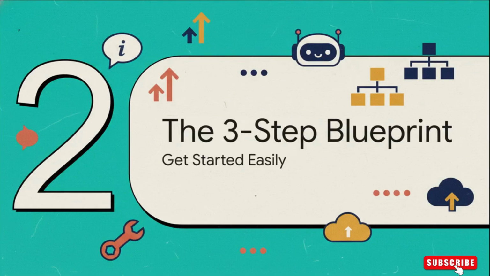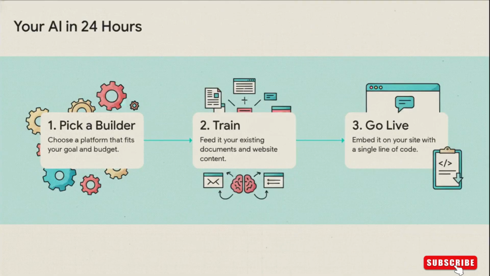But here's the best part. Getting started is so incredibly simple. You don't need some complex, month-long project plan. In fact, you can break the entire thing down into just 3 easy, memorable steps. The whole framework is this simple. 1, you pick your tool. 2, you train it using info you already have lying around. And 3, you pop it onto your website with a simple copy and paste. That's it.